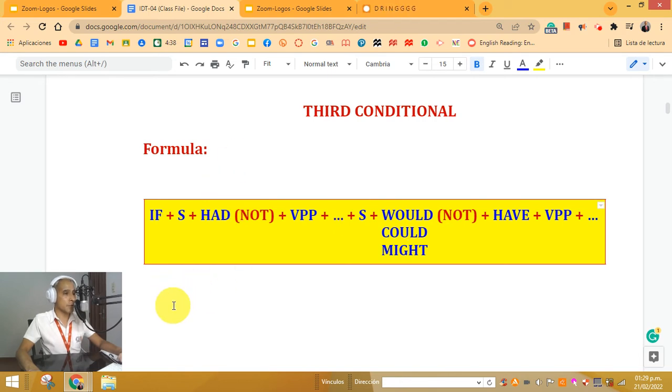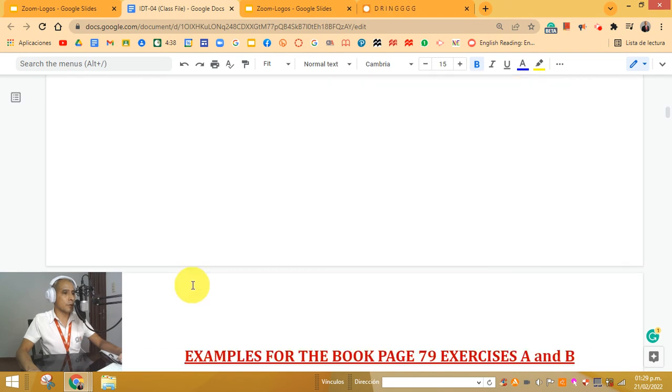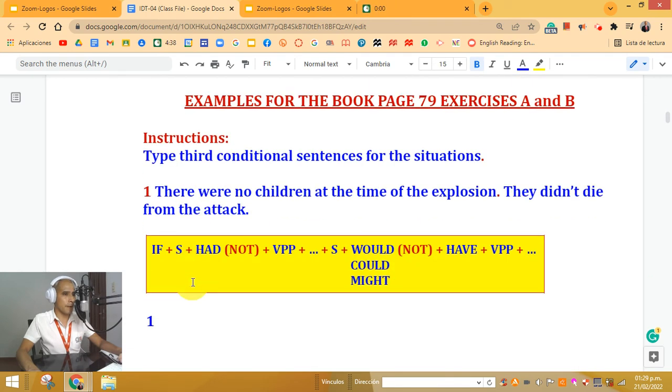Now, in order to understand this much better, we're going to do some exercises. I don't know if you have noticed, whenever your teacher asks you to work on a particular exercise, especially if it's about grammar, sometimes the examples that the book gives are not that clear.